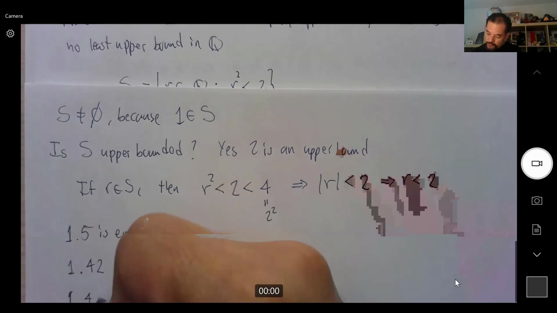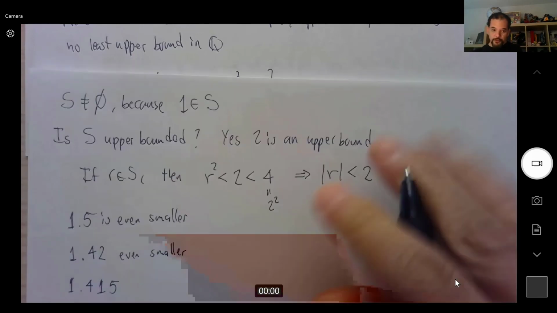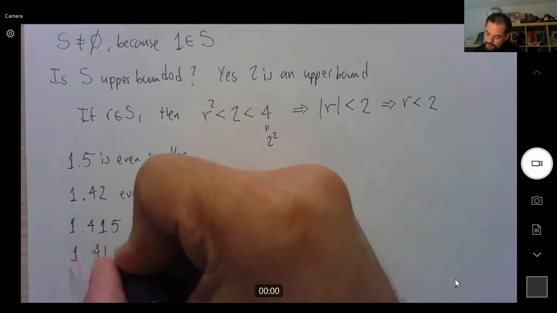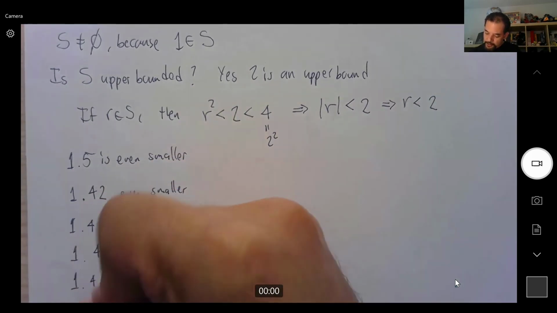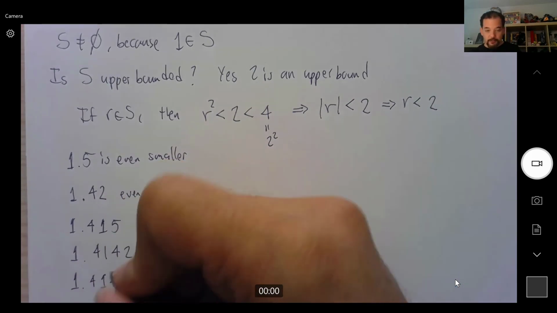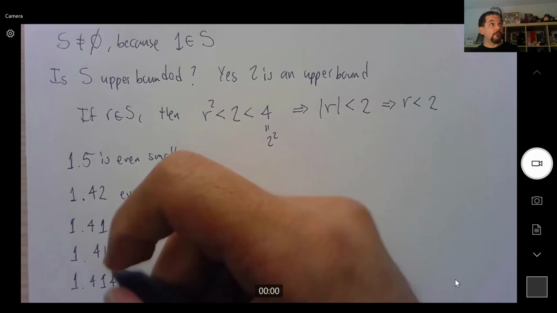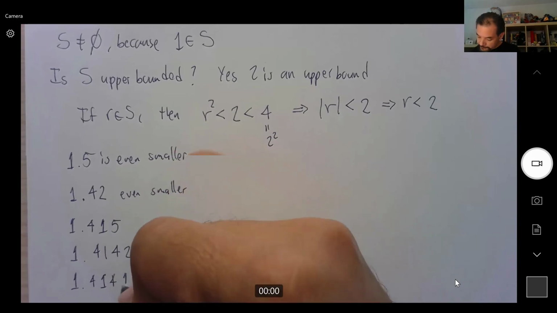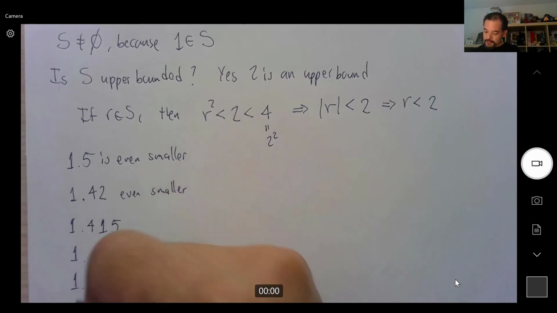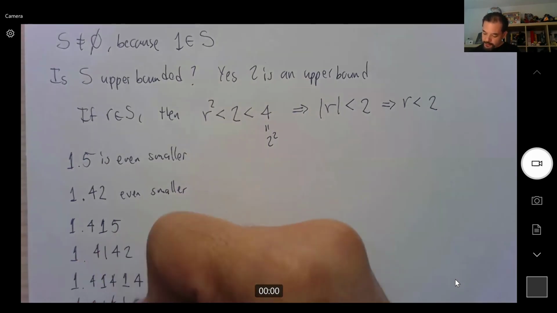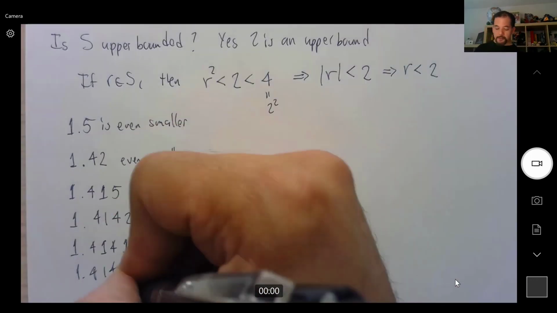I can go 1.415, and after that 1.4142, and after that 1.41413, and then 1.414136. What am I doing here? Where am I getting these numbers?